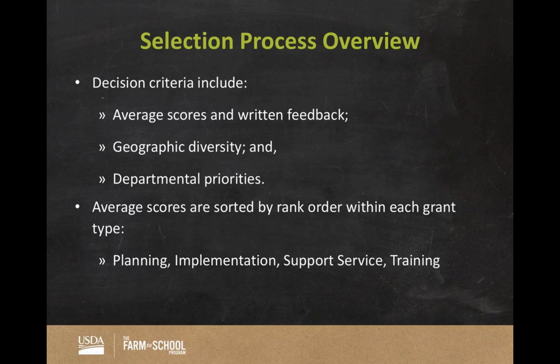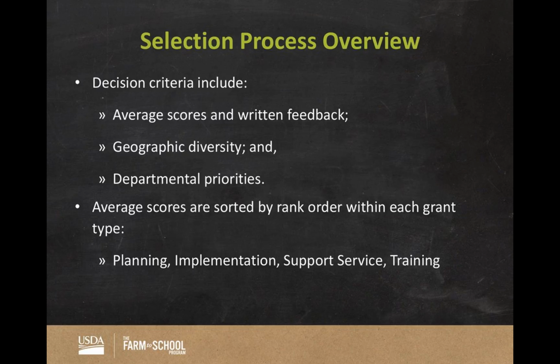So we use a couple of different criteria to determine which of the applications will make the recommendation list that we submit to the selection official. Some of that criteria is scores and written feedback, which is what you all provide to us. Then also we'll take a look at geographic diversity, as well as departmental priorities. And some of those priorities that I mentioned in the beginning of the presentation: does it reach more than one school? Is it an innovative procurement strategy, et cetera?